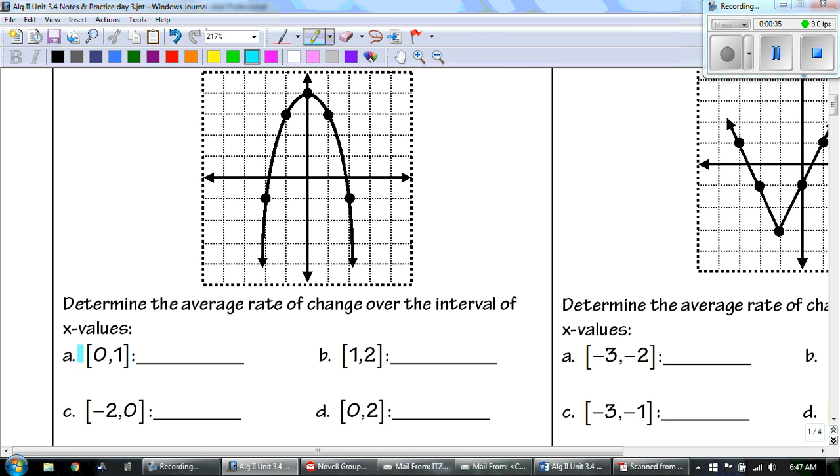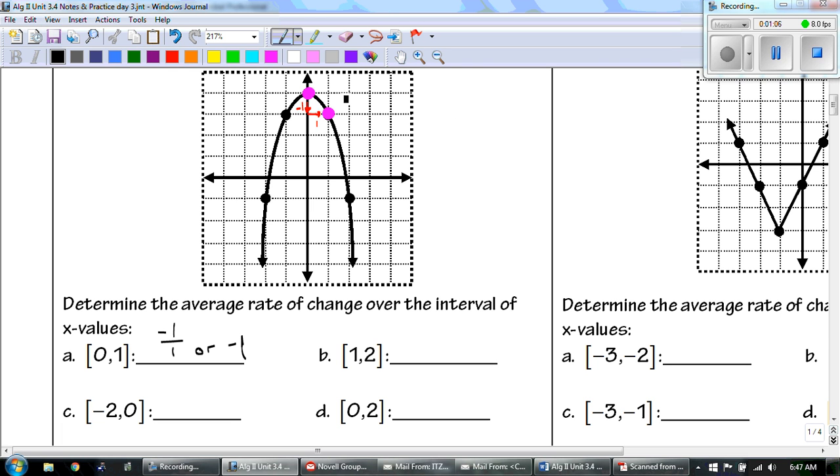So just remember that these are x values that we're talking about. So when x is 0, which would be right there, and 1, what is our average rate of change? Well, what's our slope from those 2 points? Well, I went down 1 and then I went right 1. So my average rate of change would be -1/1 or -1, however you want to write it.